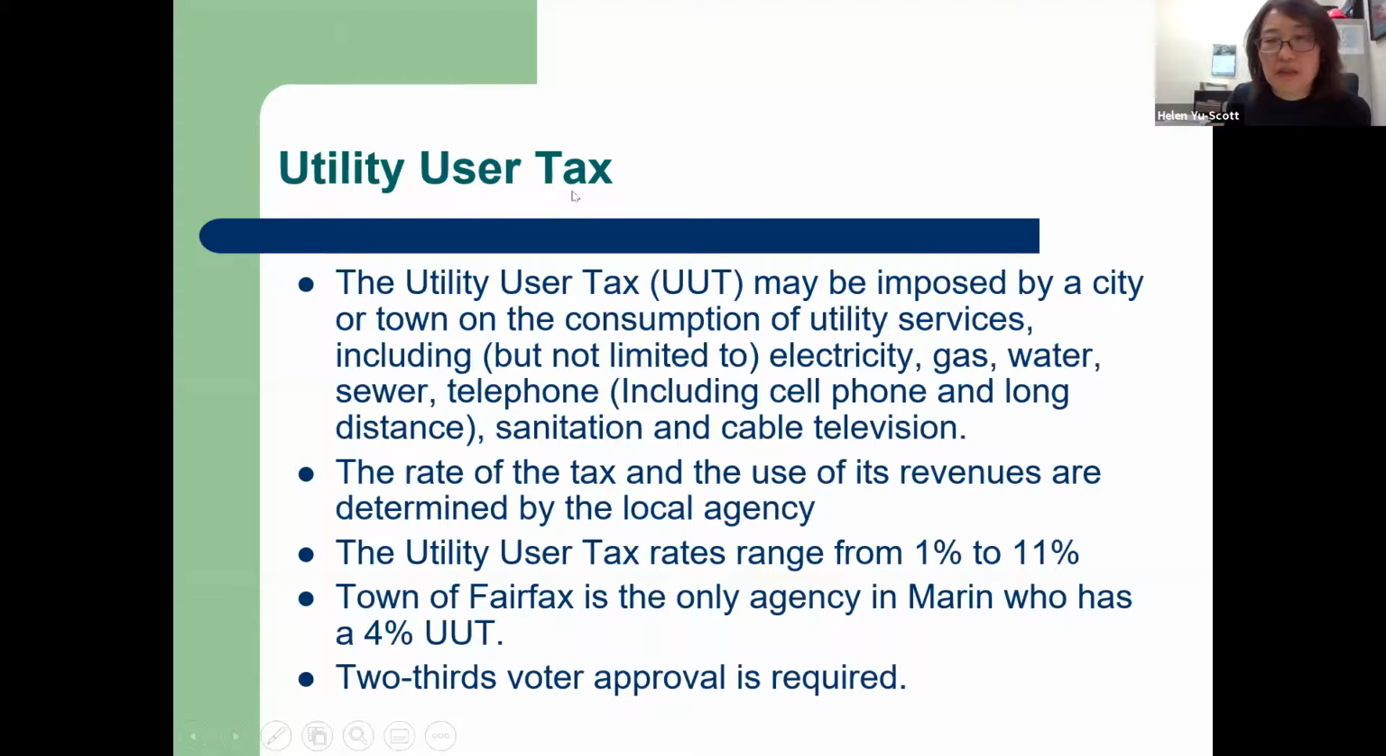Next area will be utility user tax. This is basically imposed by the city, and here's the definition for utility service related. For Marin County, only one agency has it, which is Fairfax. Many agencies adopted this kind of tax a long time ago, maybe in the 1970s or 1980s. For Fairfax, I think it's 1986. I got this information from the website, but I did send an email to their finance director. They go up to 5% instead of 4%. Here's a typo right there. They are also required to get 2/3 voter approval. Not as many agencies in this area have it, so it is definitely something we can explore if we get direction from the committee.